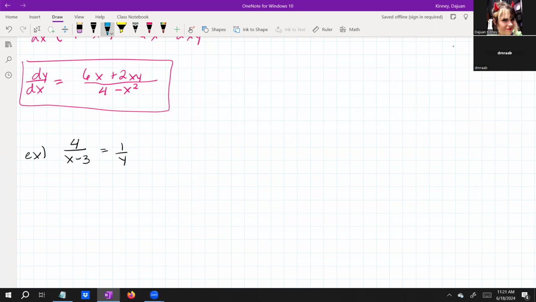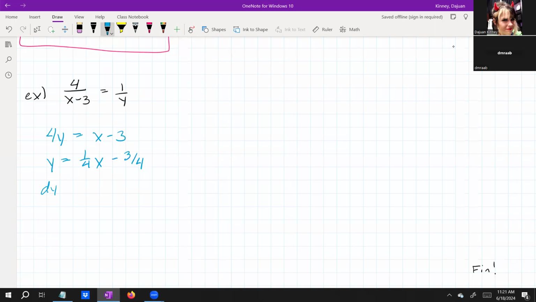All right, so I'm going to cross multiply, which gives me 4y equals x minus 3. Divide both sides by 4. I get y equals 1/4 x minus 3/4. This is a nice little derivative. dy over dx equals 1/4. The implicit would have been not a disaster, but nowhere near as nice. This is much easier to deal with. We're done, so we don't have to do anything more with that.